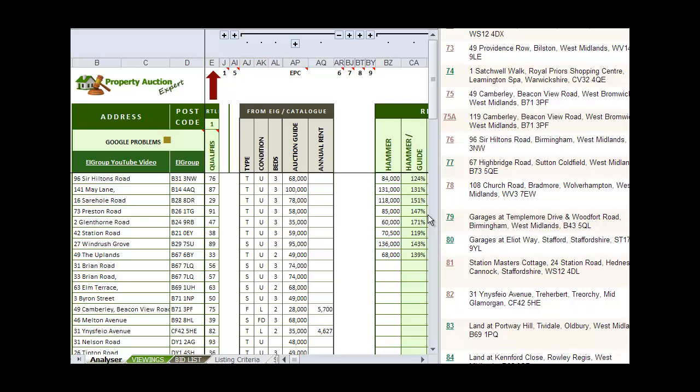The fact that Bigwoods in this case has an average, let's say, of 145% hammer over guide does not mean that the adjacent auctioneer or the other auctioneer in the West Midlands, which is Cottons, will have the same hammer guide ratio. Each of these hammer guide ratios is specific to the auctioneer. But we found that by carrying out this analysis, we saw trends arising when we were looking at the results of the auctions over a period of 12 months.